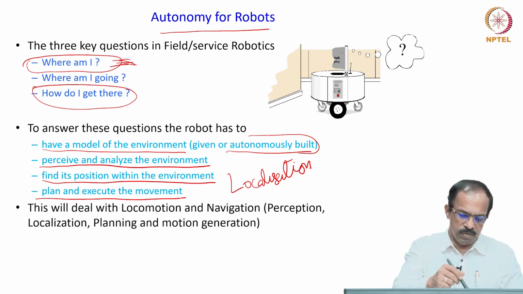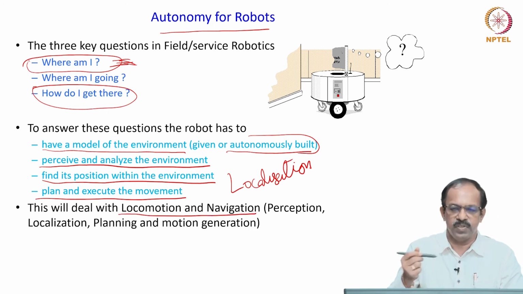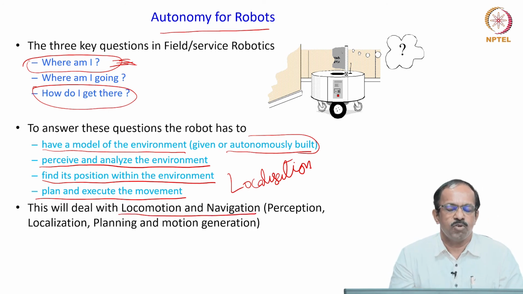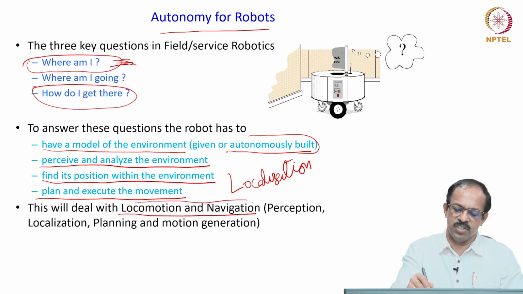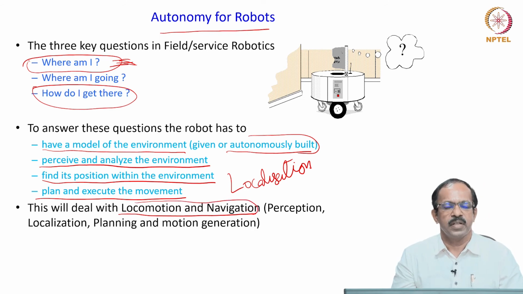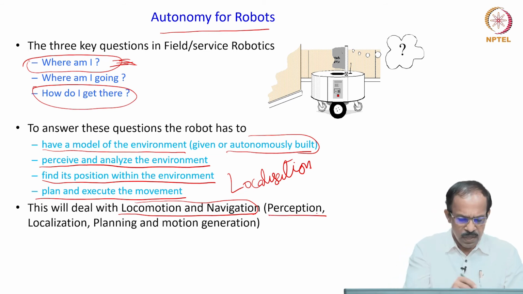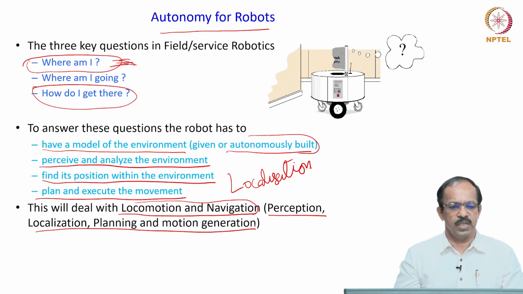And this, basically, we call the locomotion and navigation of the robot. So for any mobile robot, we need to have a locomotion and navigation mechanism. This is to be built into the robot in order to make it autonomous. And that is the job of the designer, to ensure that the robot is capable of doing this locomotion and navigation in an environment. Then only we can make it an autonomous robot. And this can be achieved through these 4 steps: perception, localization, planning and motion generation.